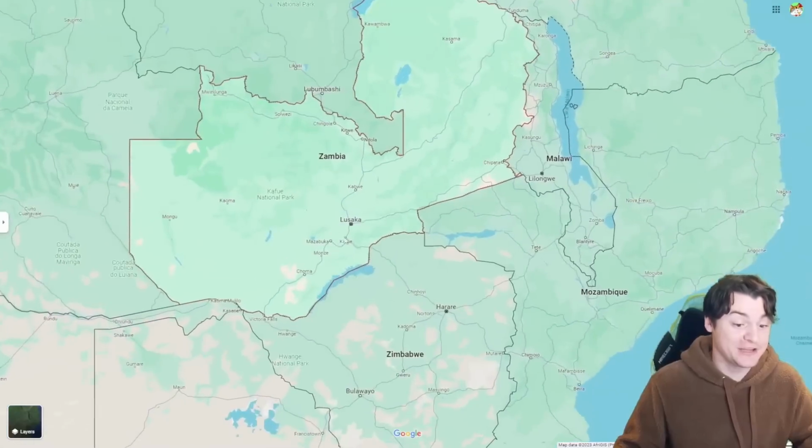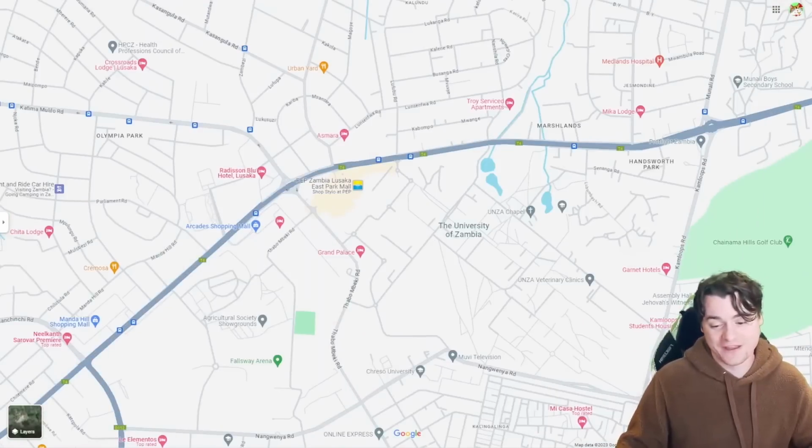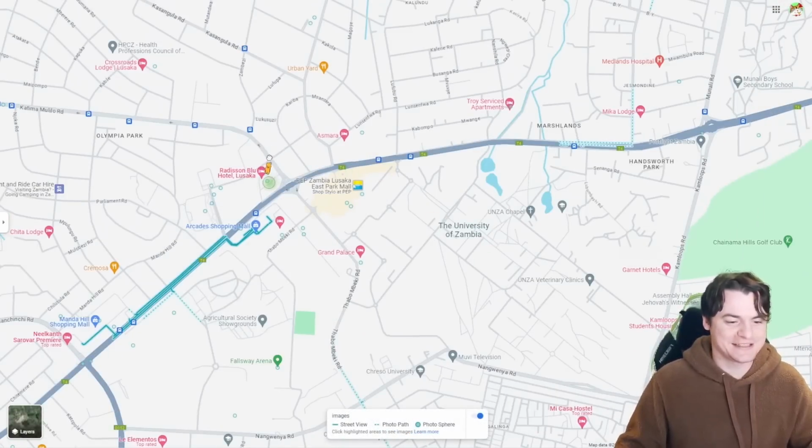It is an entirely unitary state, all run from the capital of Lusaka, and just for the fun thing, I love to always show off a capital city. Let's see what this city looks like.